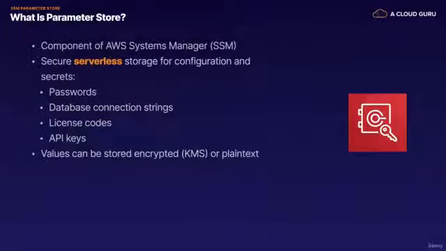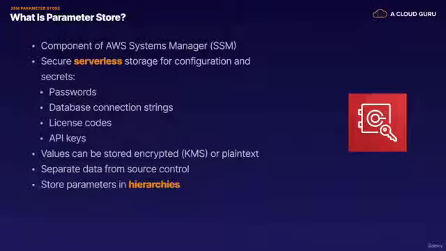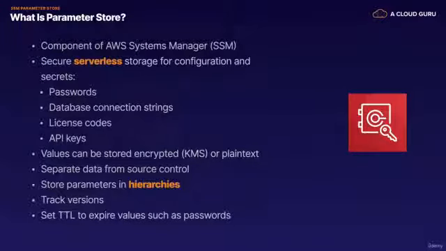Now, the values that you store in Parameter Store can be encrypted using KMS keys, or they could be plain text. Now, by using Parameter Store, you can separate data from source control to avoid that scenario where we would potentially leak access keys into GitHub repositories, for example. Now, the coolest feature about Parameter Store, in my opinion, is the ability to store parameters in hierarchies. And we'll talk about that in just a second. You can also track versions of values in Parameter Store. So you can track and audit how values change over time or roll back if necessary. You can also set what's called a TTL, or time to live, to expire certain types of values such as passwords. This enables you to enforce password rotation.